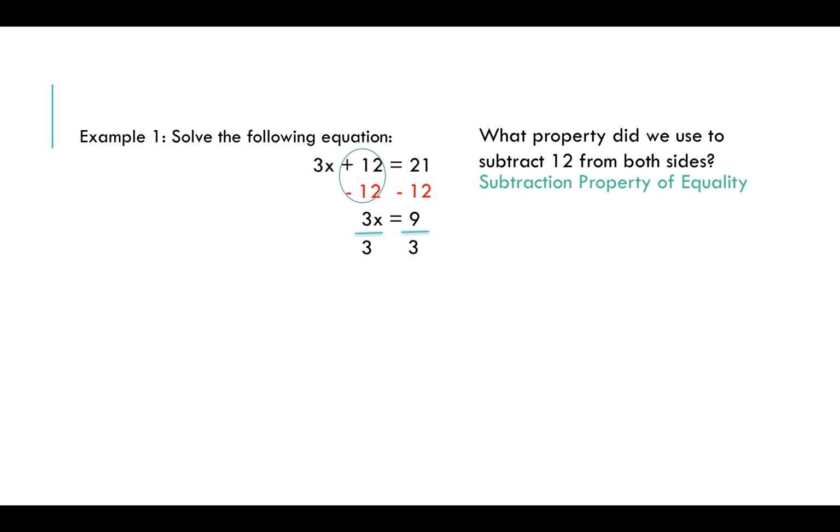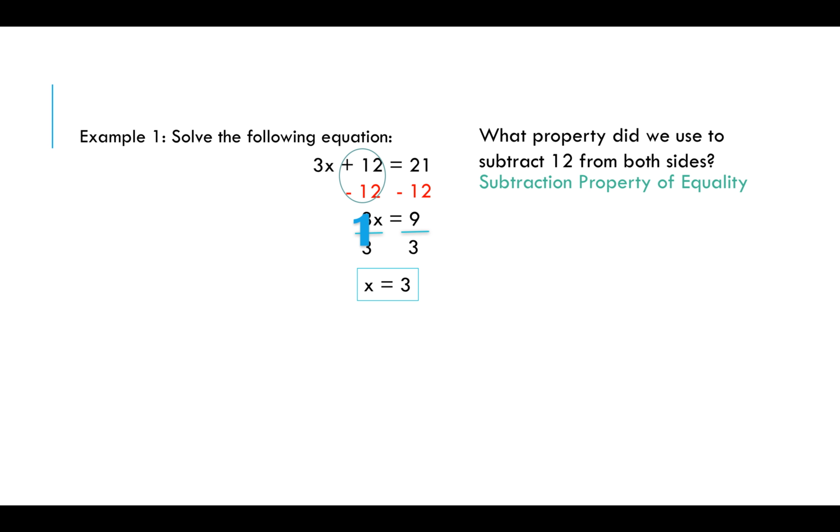What is 3 divided by 3? 1. So now you have 1x. But remember, in math, we don't always write the 1 in front of our variable, which is x in this case. So we don't have to write 1x. We can simply just write x. So we have x equals 9 divided by 3 was 3. So we have our answer, x equals 3.